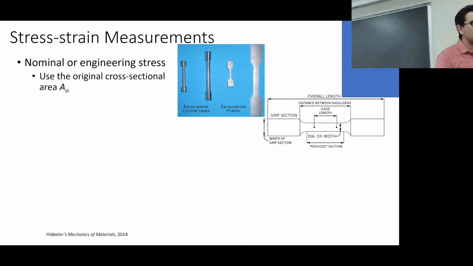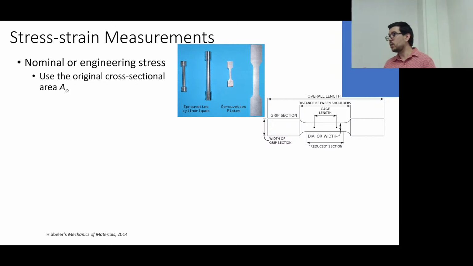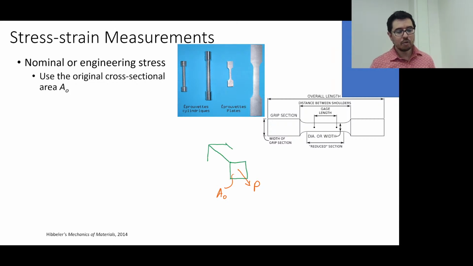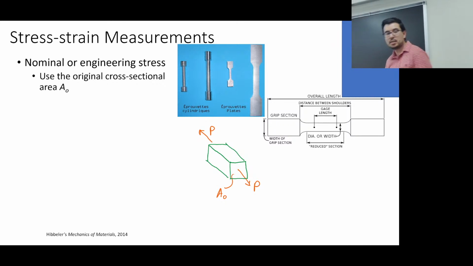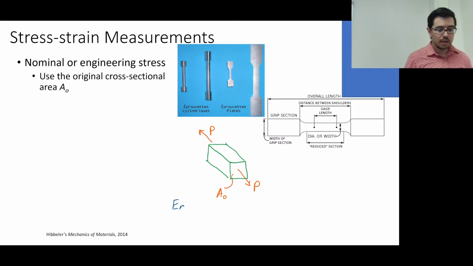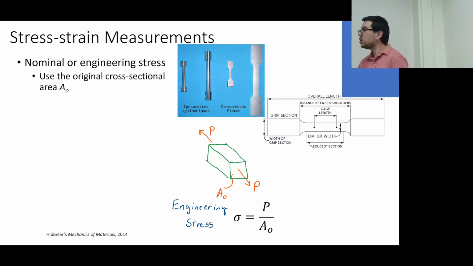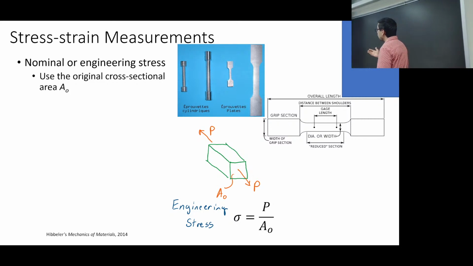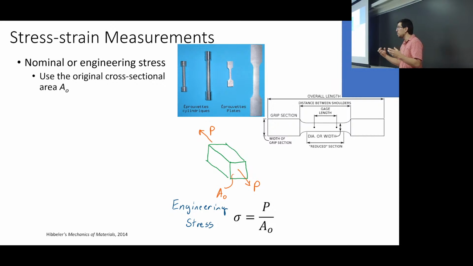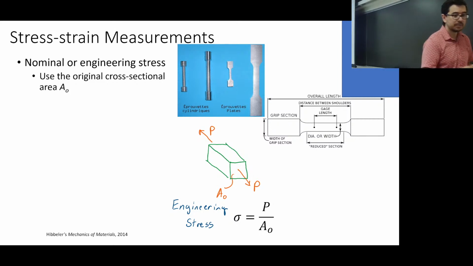And so people will create metrics where they say, oh, this is the true stress or the true strain. But we're going to use the original cross-sectional area, and we're going to call that cross-sectional area A naught, and we're going to then make calculations that we're going to call engineering stress and engineering strain. All right, so the engineering stress, what would it be? It would be the force that I have pulling this thing apart divided by the initial cross-sectional area. Okay. So that's pretty key.